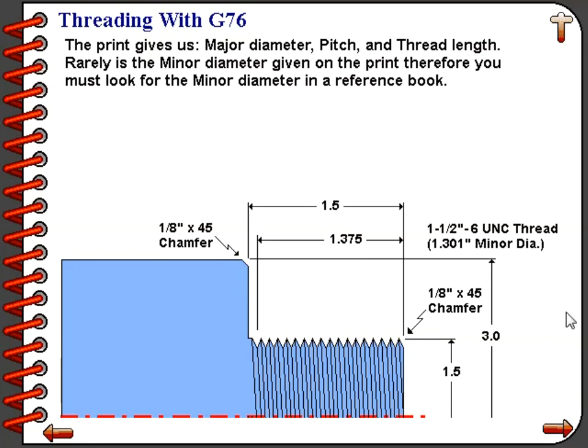On this blueprint, we've also given to you the minor diameter of the thread. Rarely is the minor diameter given on the print. Therefore, you must look for the minor diameter in some form of a reference book. There are many good publications and great reference texts relative to manufacturing threads. If you do not have one, I highly recommend that you purchase one because it will become a very, very close ally in the future when you are writing programs.